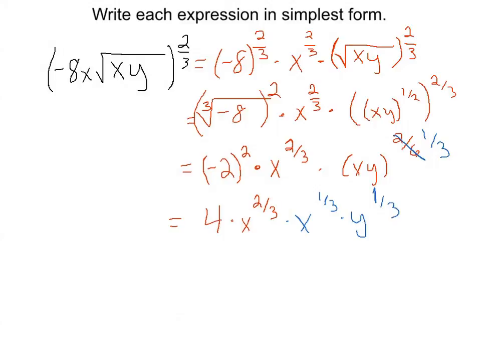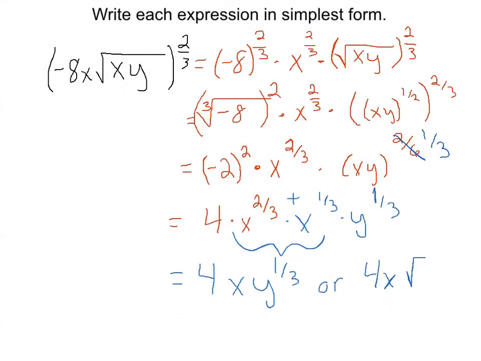And again, let's see, I can simplify these because they have the same base again. So I have 4. And what do I do with the exponents? Well, remember when I have the same base, I add the exponents. So 2/3 plus 1/3. I'm going to go ahead and do that right now. 2/3 plus 1/3 is just 3/3, or just 1. And then I have y to the power of 1/3. So there's my answer. I could also write it as 4x times the cube root of y as well.